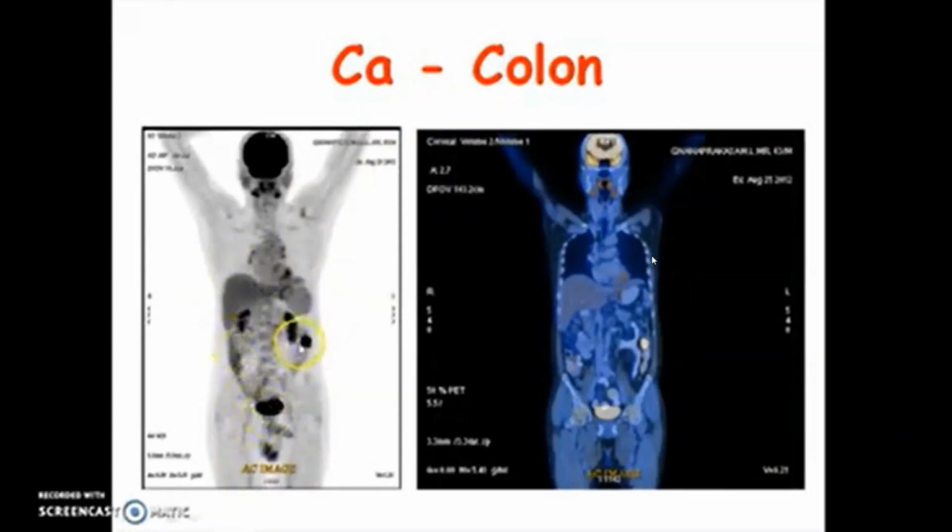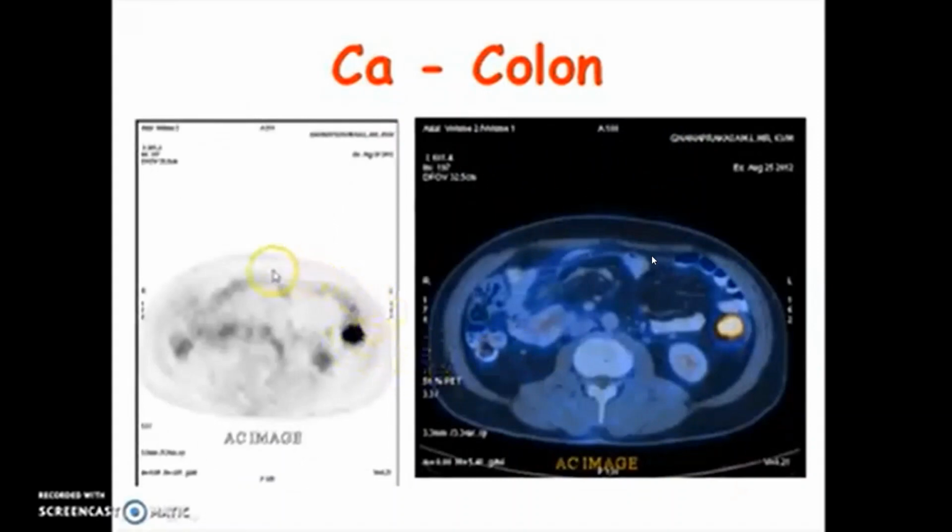Can you see one area, a hotspot area? Similarly, in the fusion imaging, can you see a hotspot area? This is the CA colon case. Now, after identifying this with the help of PET imaging, you can do a cross section at this level with the help of CT, and you get better anatomical information with higher resolution. That is the advantage of doing a PET-CT. Similarly, this is an axial cut of the same patient, CA colon.